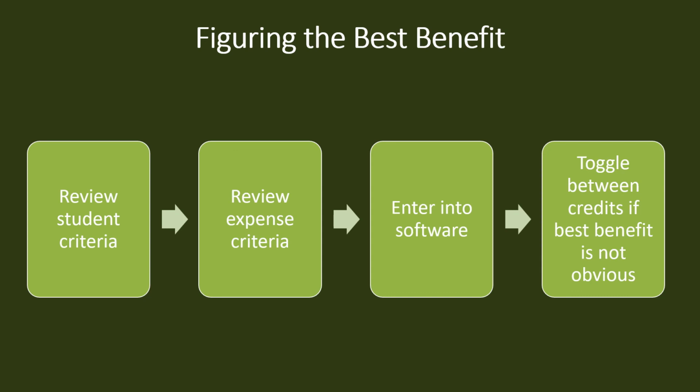And then what you're going to do is you're going to enter things into the education credit screen of TaxSlayer, and then there's a toggle button there that helps you choose between credits. And this is really helpful because there are some income limitations to which credits our students might be able to claim. And so if you're unsure of where the best benefit is going to be, you can toggle and then go preview the return, and toggle back to the other one and preview the return and see where the best benefit is.